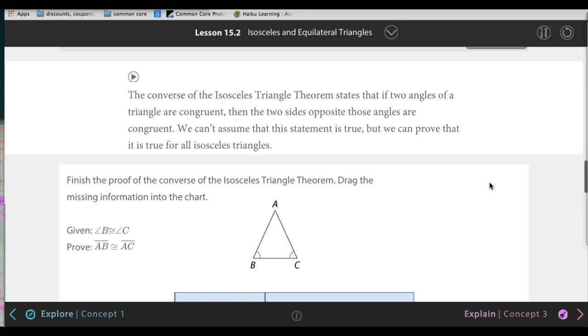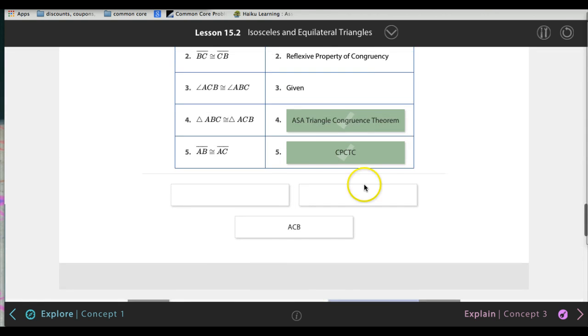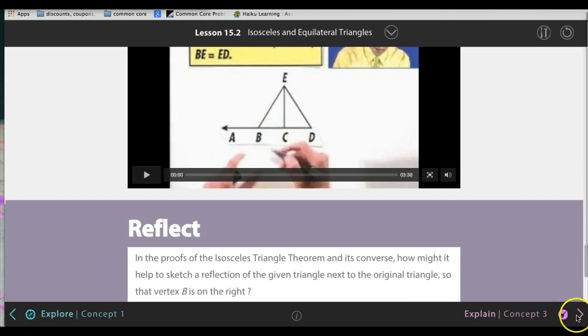Simple stuff. Okay, and you have to prove this. And as you can see, I already practiced this with ASA. We talked about this earlier. Watch the video.